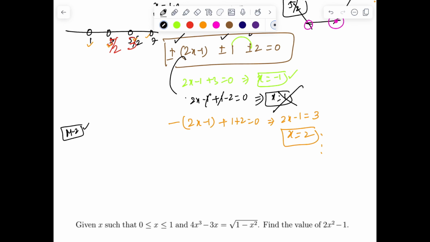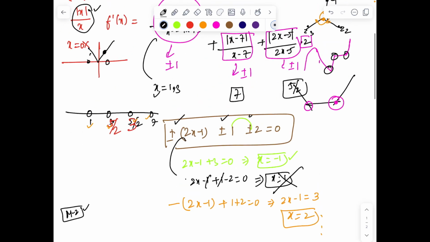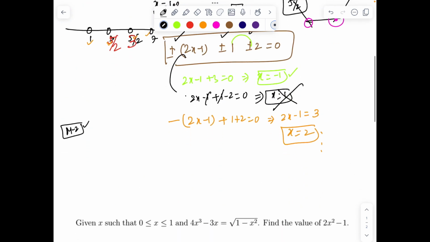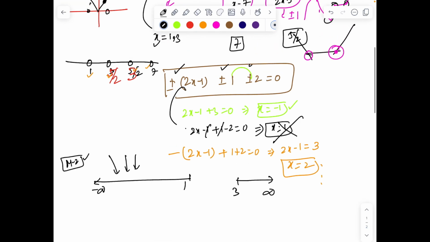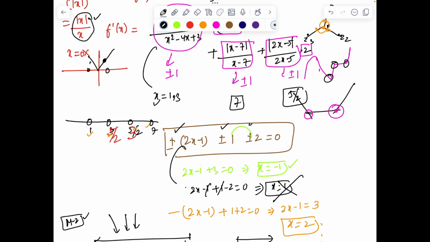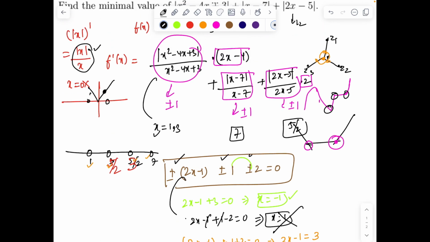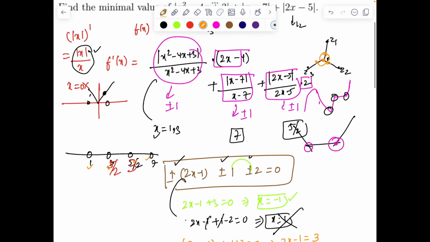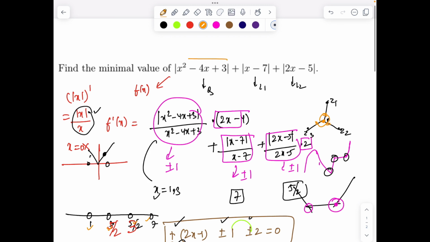As you can notice, even by this analysis, all three absolute functions are decreasing in the interval minus infinity to 1. So if you see the interval minus infinity to 1, all the three mod values are decreasing. Similarly, it is increasing in 3 to infinity, and that itself was a critical point, as you can check. So from 3 to infinity, all these are increasing.